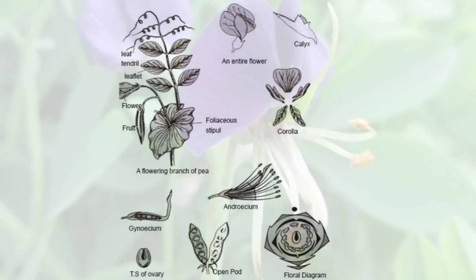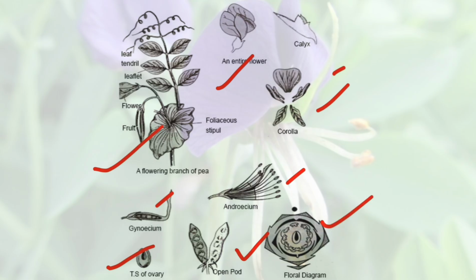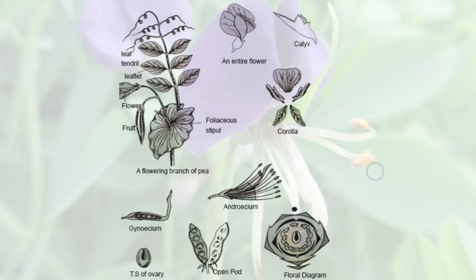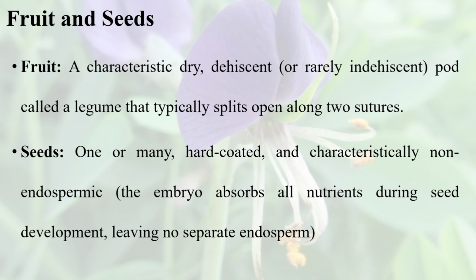So this is the entire flowering branch of pea. This is the entire flower. These are parts of the flower. Then this is the transverse section of the ovary. Here is the open pod of the pea plant. This is the floral diagram. Then fruits and seeds.